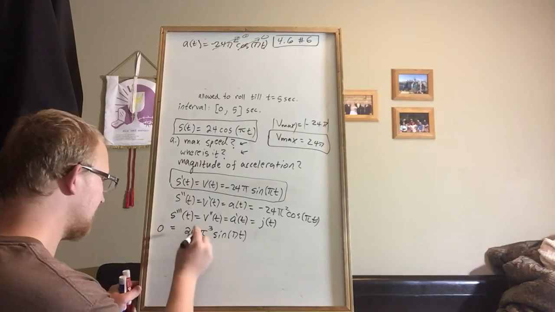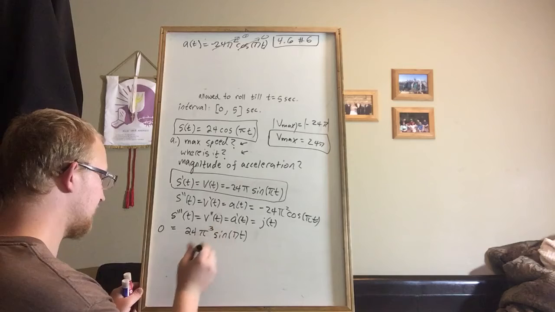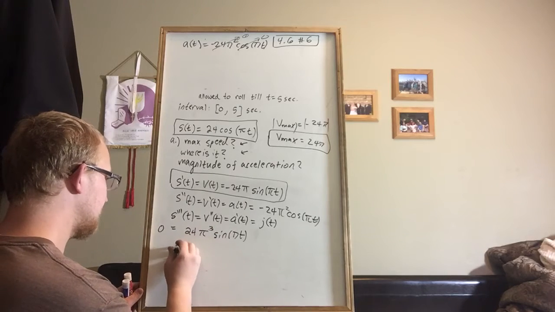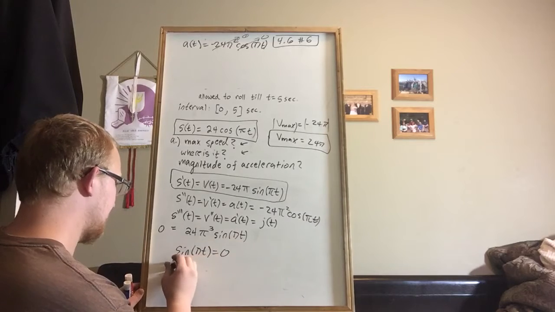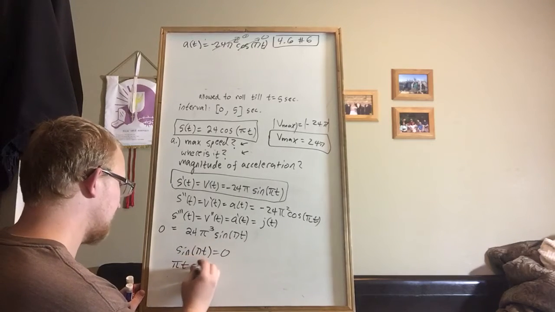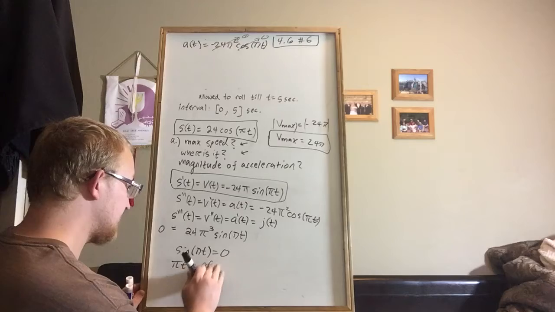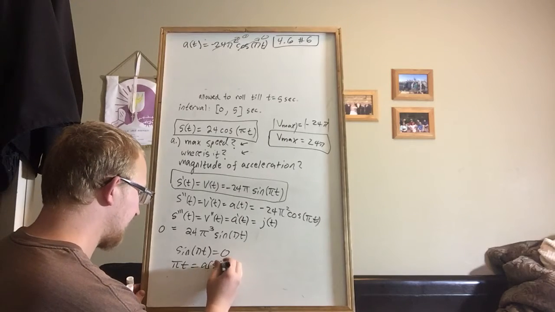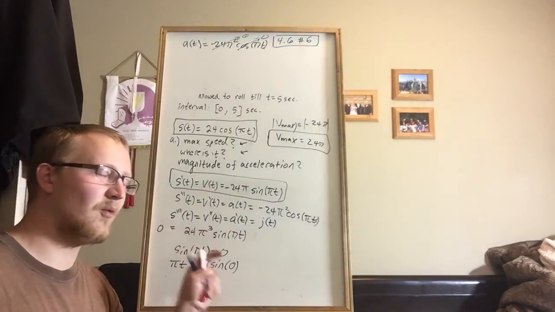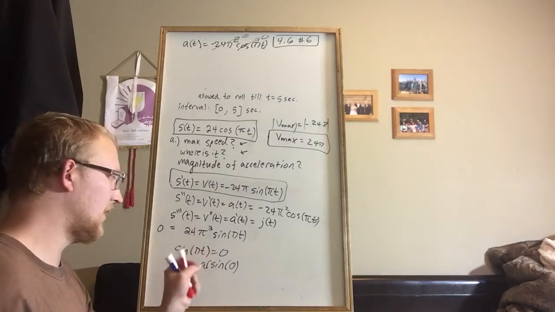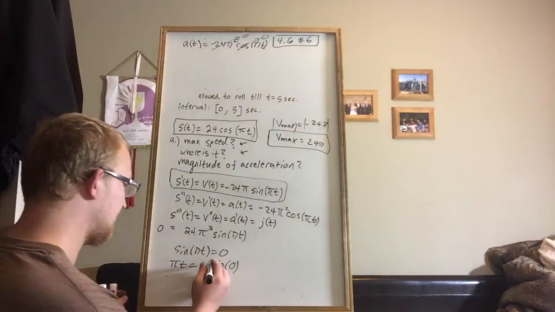So we divide that over. 24 pi to the 3 goes away, and we end up with sine pi t equals 0. So we take pi t as equal to the arc sine of 0.